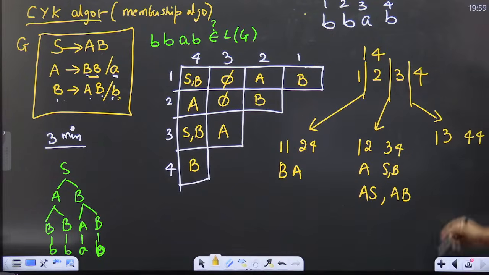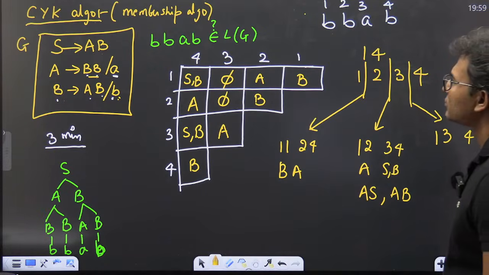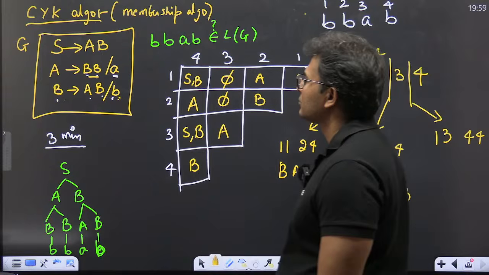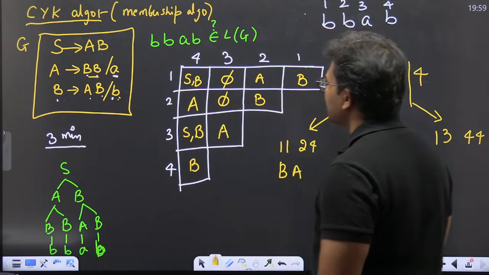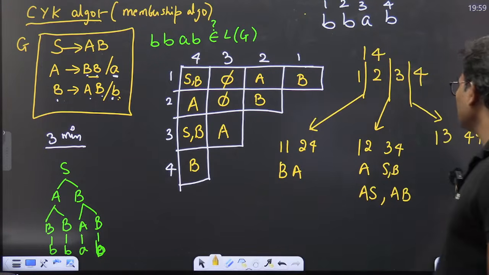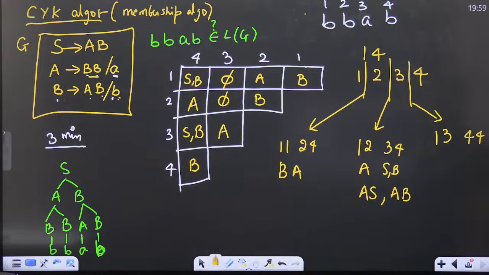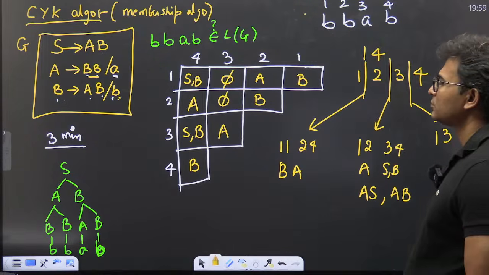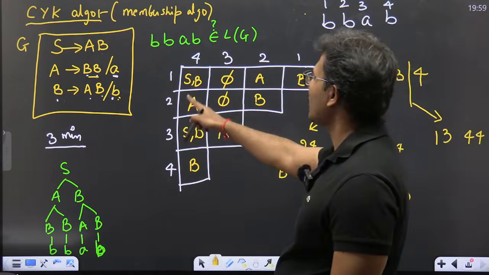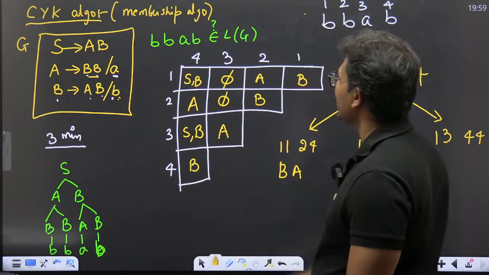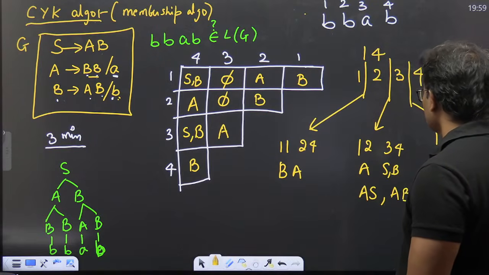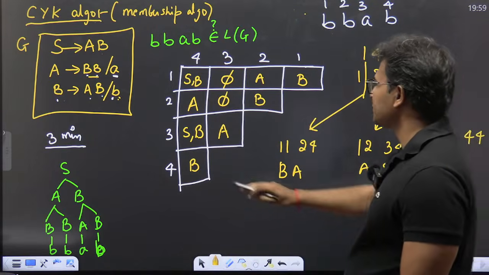Now 1 3 4 4. Now what is 1 3? 1 3 is 5. So you are not going to get anything. So we got this. This is the table.